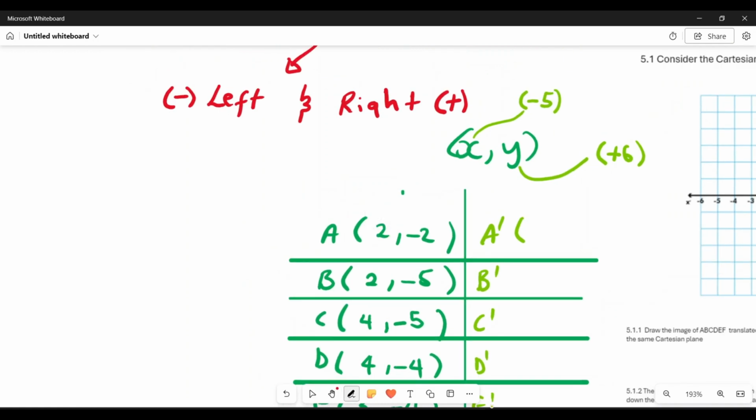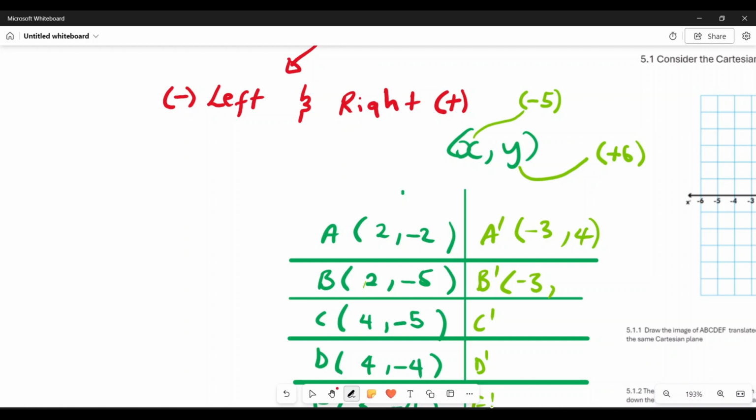Now, remember, we need to subtract 5. So 2 minus 5, this is going to become -3, your new x value. And then for your y value, -2 added to 6, this is going to become +4.